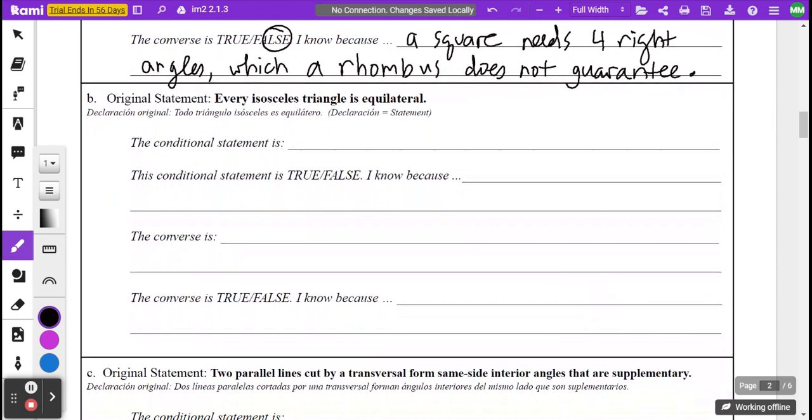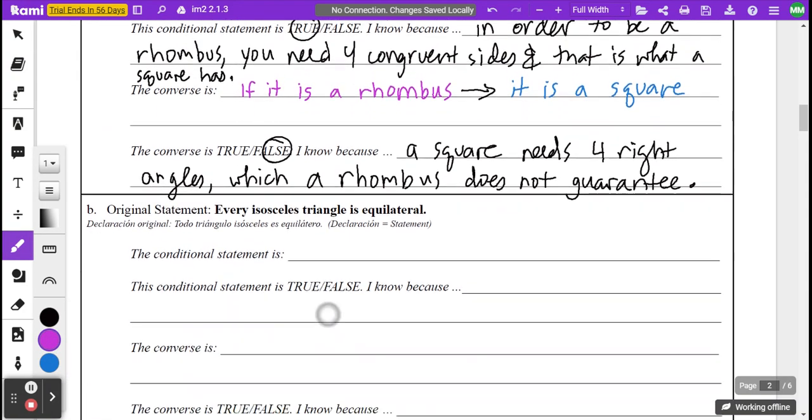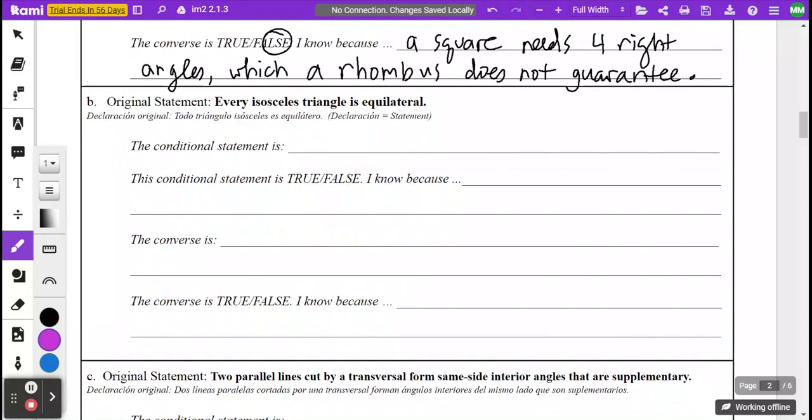Okay, part B. Original statement: every isosceles triangle is equilateral. The conditions. Well, I've got isosceles. That's going to be my hypothesis. So is equilateral is going to be my conclusion. And isosceles is my hypothesis.